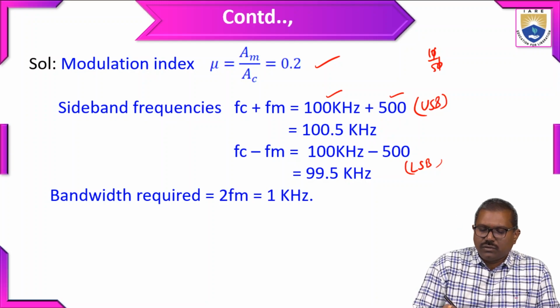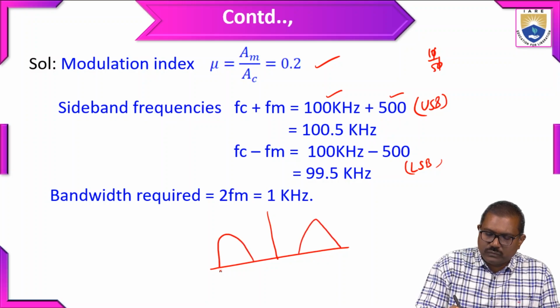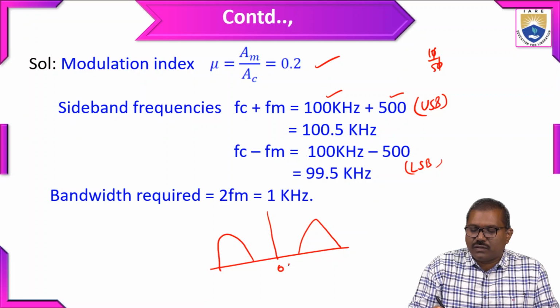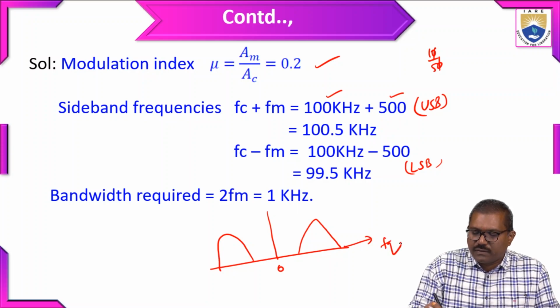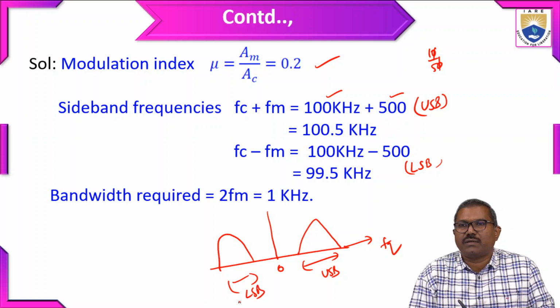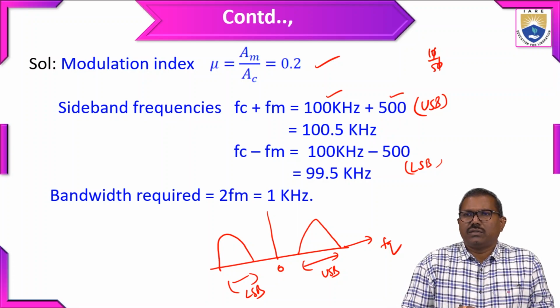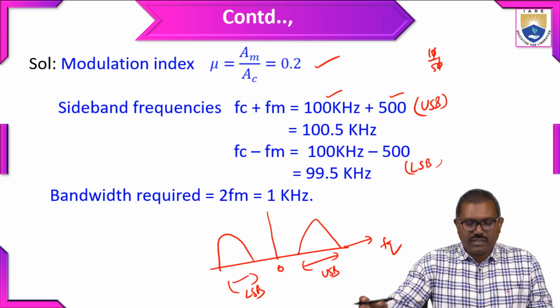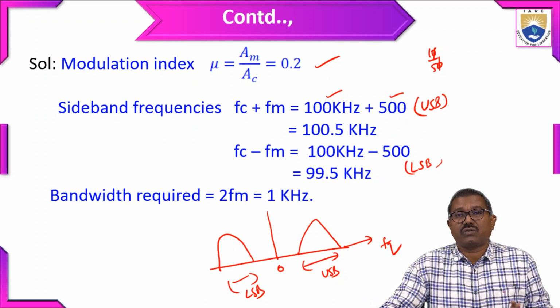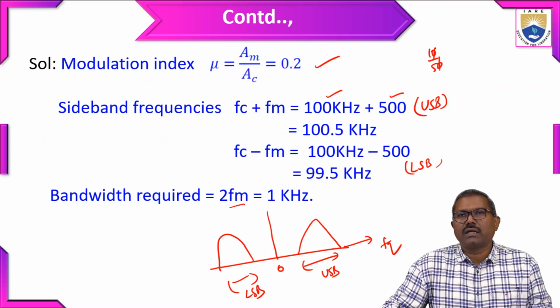Okay. So when you see the spectrum, it is just like this. This is 0 and this is frequency. So this is my USB and this is my LSB, lower sideband. So this is the frequency spectrum. And next one is the bandwidth requirement. How much bandwidth is required? Just 2 fm. So fm is 500 Hz. 500 into 2 gets 1 kilohertz.